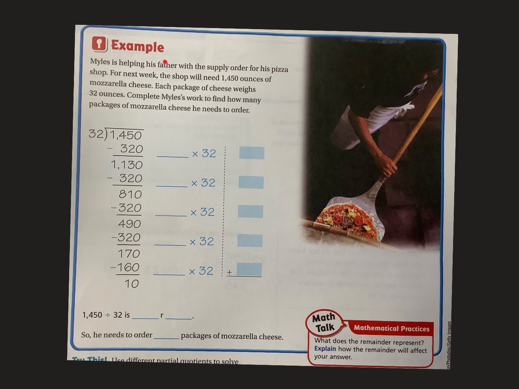Let's look at the other example. It's more pizza. That makes me happy. Miles is helping his father with the supply order for his pizza shop. For next week, the shop will need 1,450 ounces of mozzarella cheese. Ooh, that's a lot of cheese. Each package of cheese weighs 32 ounces. Complete Miles' work to find how many packages of mozzarella cheese he needs to order.